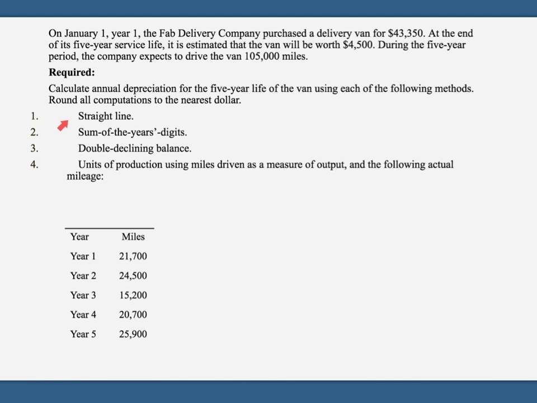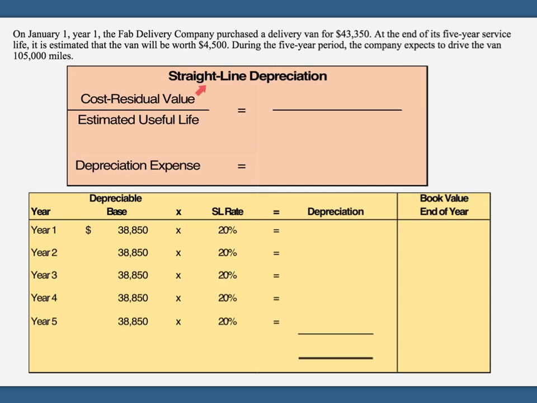So we'll be looking at straight line, sum of years digits, double declining balance, and units of production, and we'll see them each on all the following slides. We'll start with straight line depreciation first. And the formula for straight line depreciation, if you recall, is cost minus residual value divided by estimated useful life. And that gives us our yearly depreciation or annual depreciation expense.